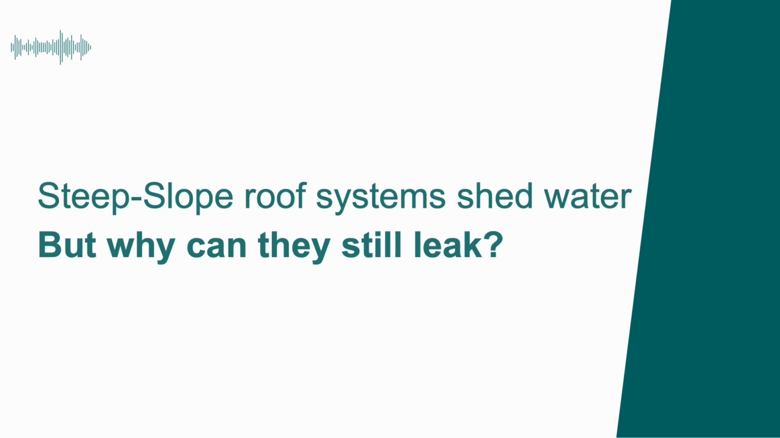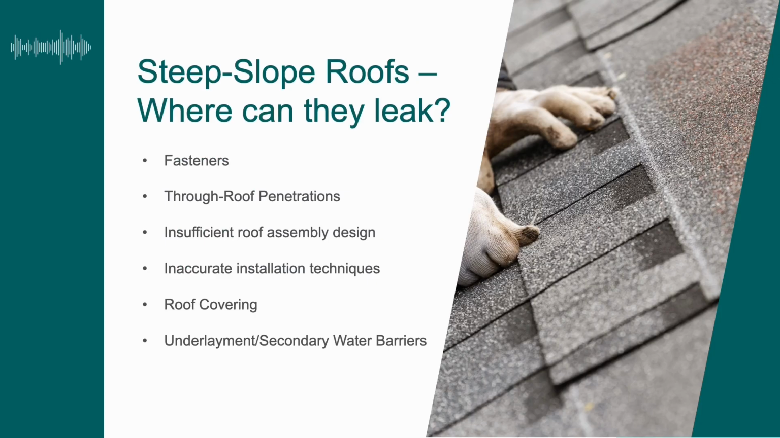Roof systems shed water, but why can they still leak? Various reasons. We've all seen them happen. We've seen water go uphill. We've seen it intrude through cracks previously open. Leaks can be created by fasteners, roof penetrations, insufficient roof assembly design, inaccurate installation techniques, the roof covering, and the selection of your underlayment and secondary water barriers.